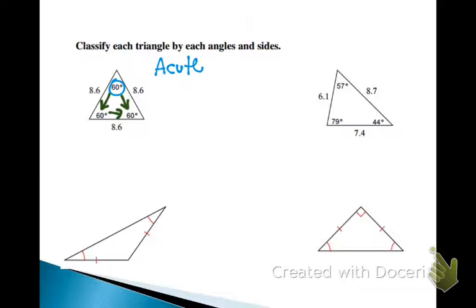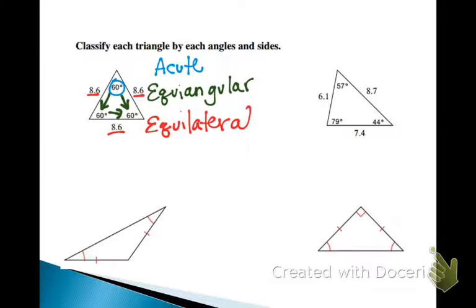Which one means that the angles are equal? Equiangular. That's worse than scalene. All right, now what is it called when all the sides are equal? Equilateral.